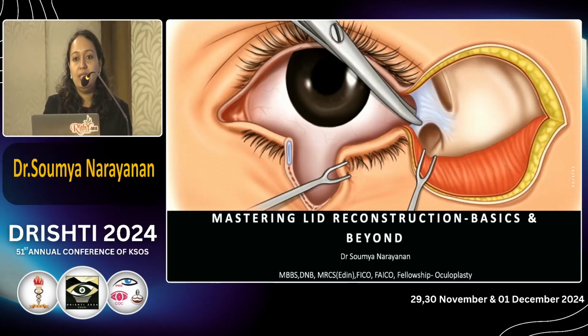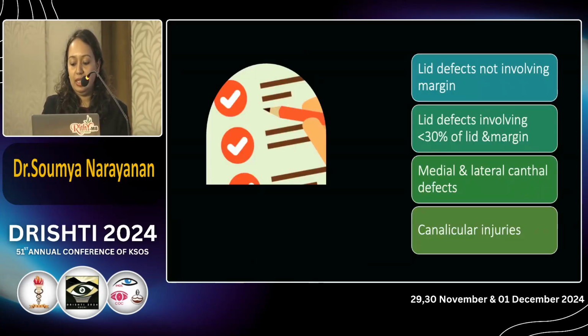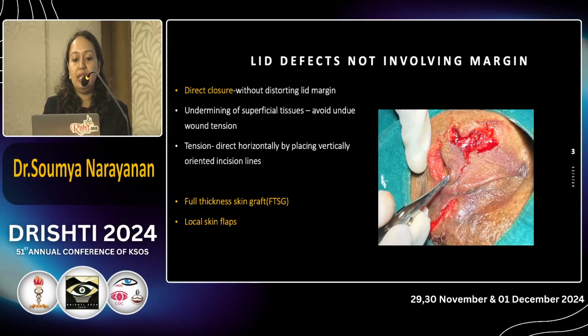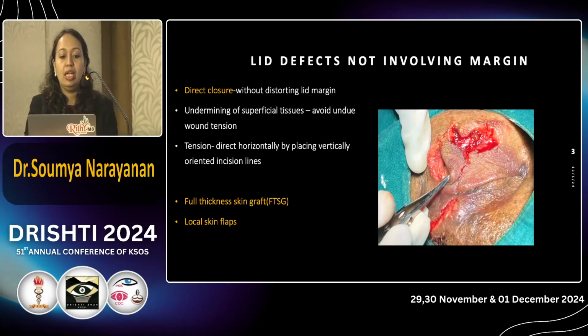Good morning all. I will be talking about lid reconstruction basics and beyond under these headings. So first, about lid defects not involving the margin. In this case we can do a direct closure without distorting the lid margin after undermining the superficial tissues to avoid undue wound tension. The tension should be directed horizontally by placing vertically oriented incision lines.